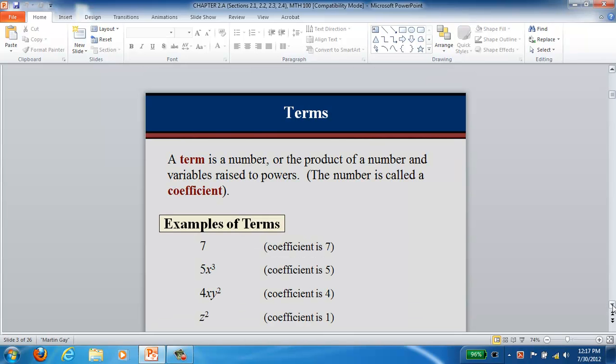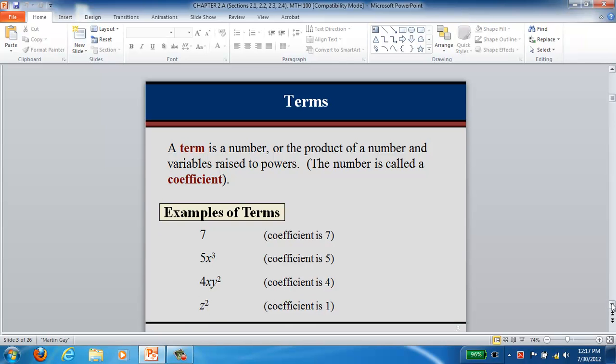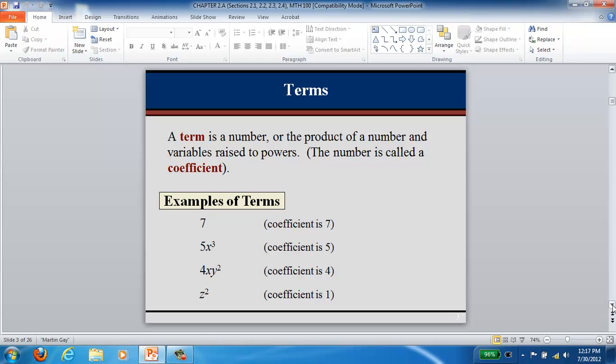Okay, a term is a number or the product of a number and variables raised to powers. The number in front of the variable is called a coefficient. For example, for the term 7, the coefficient is 7. There is no variable. For the term 5x cubed, the coefficient is 5. The term 4xy squared, the coefficient is 4. And the term z squared, the coefficient is 1.